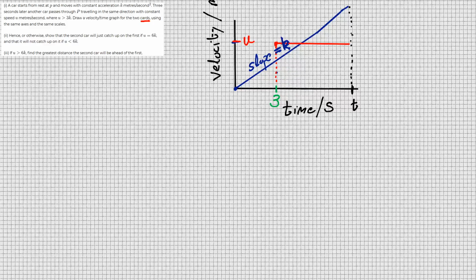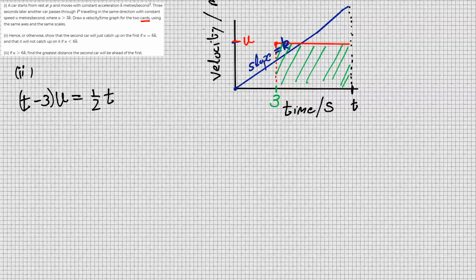So the distance traveled by the second car, that would be, this is part 2, t minus 3 times u. That should equal the distance traveled by the first car, which is a half the base by the height. And the height here is v, and v is equal to u plus at, and u is 0, and a is k, and t is t, so that's a half t squared k. That's t minus 3 times u.